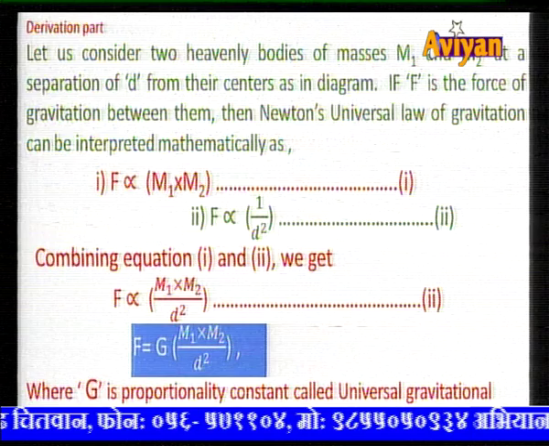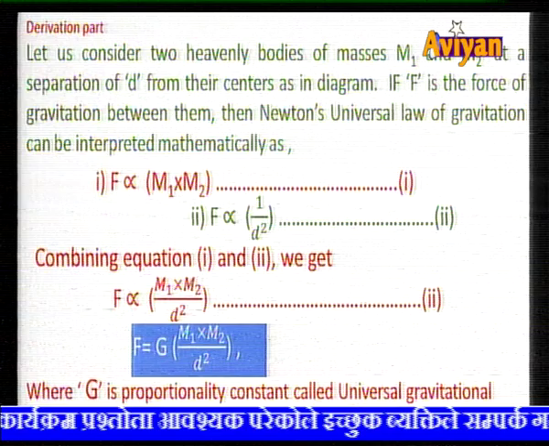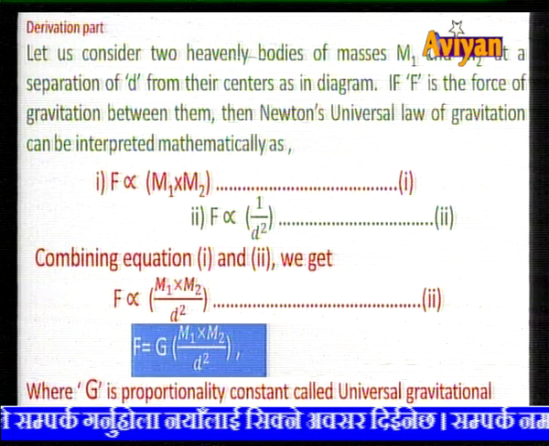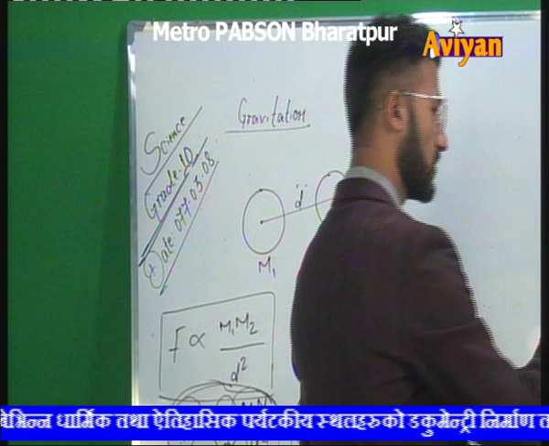And to remove this proportional sign, we introduced capital G, that is called the universal gravitational constant. And this is the final part of Newton's universal law of gravitation, the mathematical form of the universal law. And capital G's value, I said, is 6.67 into 10 to the power minus 11 Newton meter square per kg square. So finally, look at the board once again. Then after that we'll conclude this matter.